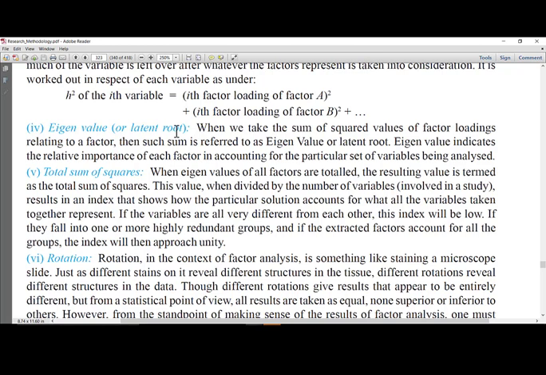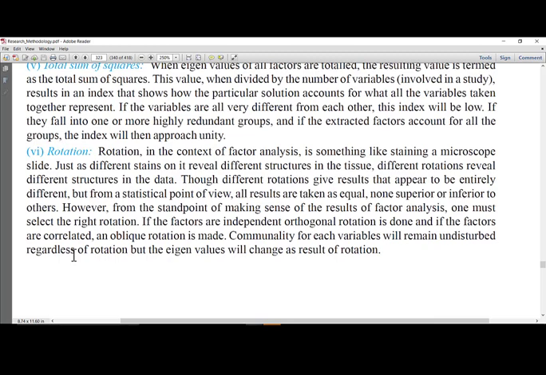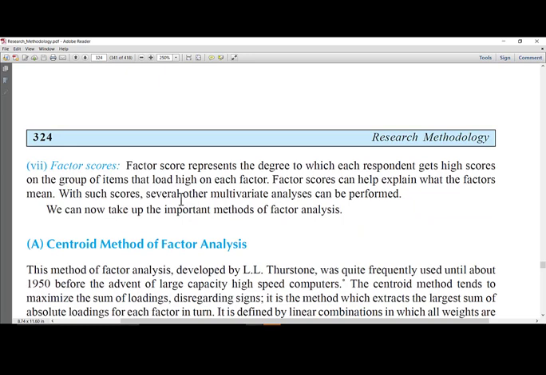Then there is the eigenvalue, also called latent root. When we take the sum of squared values of factor loadings relating to a factor, such a sum is referred to as the eigenvalue or latent root. The eigenvalue indicates the relative importance of each factor in accounting for the particular set of variables being analyzed. Then we have total sum of squares, rotation, and factor scores. All these can be understood by means of examples.